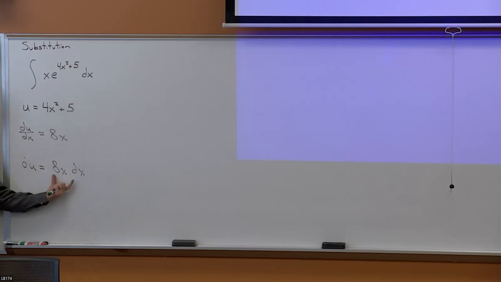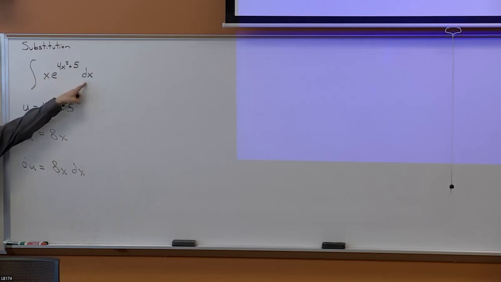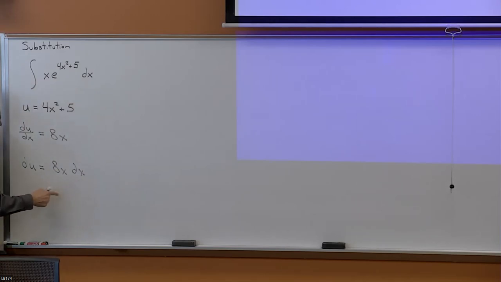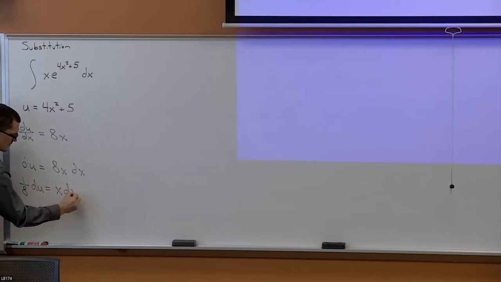Now, if you want to use this, you can. If you want to divide by 8x, you can divide by 8x. If you want to divide by 8, you can divide by 8. Since I look at this problem and see an x there and a dx that I can pair up really easily, and already have the x times dx, I'm going to divide both sides by 8 and use this exchange. I'm going to say 1/8 du is equal to x times dx.